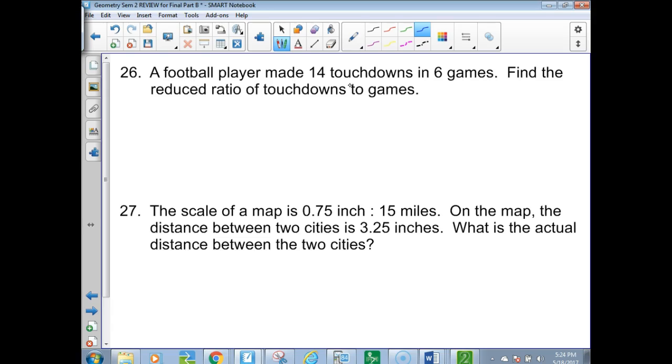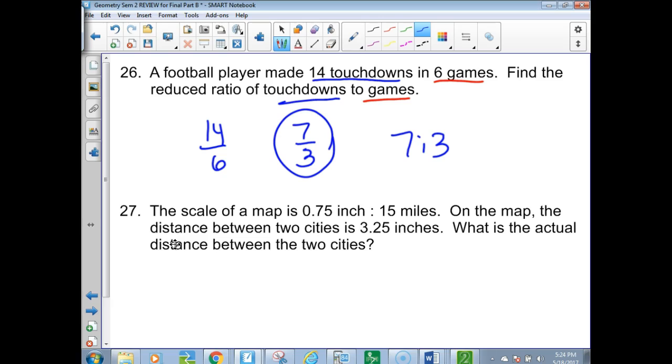A football player made 4 touchdowns in 6 games. Find the reduced ratio of touchdowns to games. Now pay attention, of course, to what order it says it. So if it says touchdowns to games, I need to go in that order. Sometimes we don't read carefully. 14 to 6, the reduced ratio would be 7 to 3. Or you can write it with a colon.